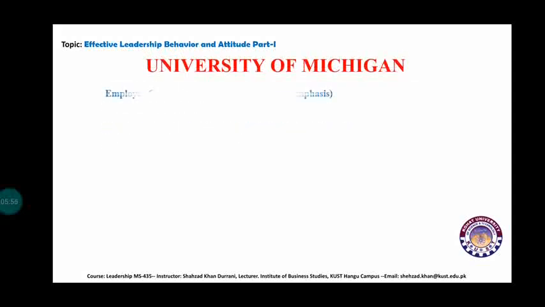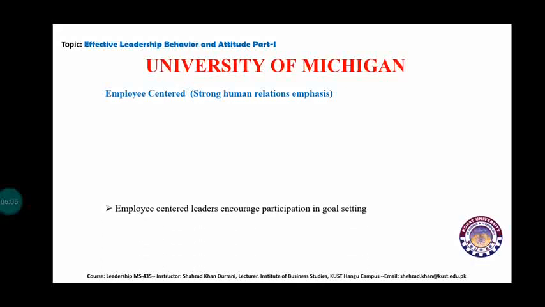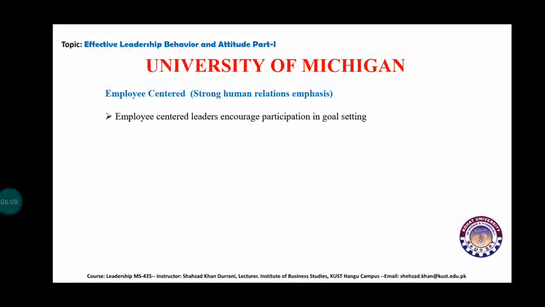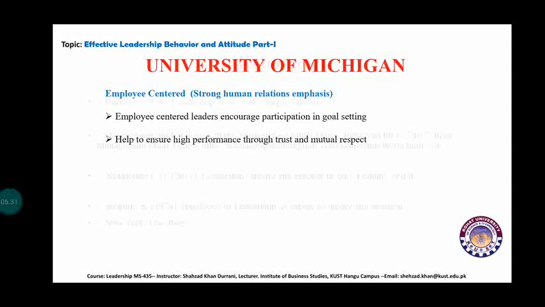Then the next one is called employee centered, which is strong human relations emphasis, right? In the University of Michigan studies, the employee-centered leaders encourage participation in goal setting, how you can achieve your goal, right? So they are helping and assisting them in goal setting. The next one is helping to ensure high performance through trust and mutual respect, right? So that's more of a human relations emphasis present here.